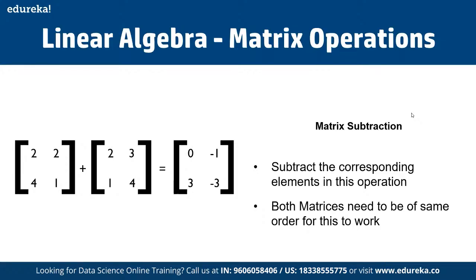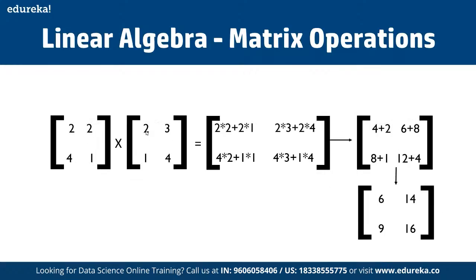For example, currently here we have 2 rows, right? That means there should be at least 2 columns in the other matrix for the multiplication to happen. That's how it works. For example, if we have a 2 by 2 matrix, 2, 4, 1, and 2, 3, 1, 4, then we are going to multiply 2 by 2 plus 2 by 1 as well.